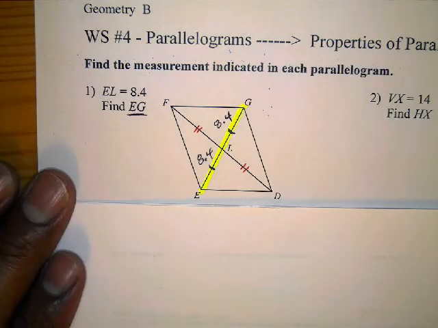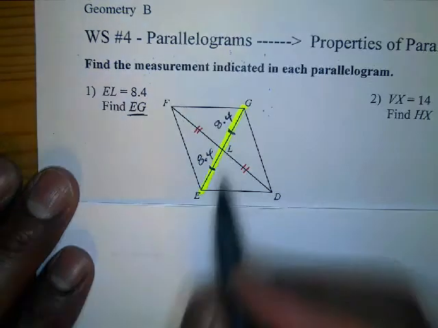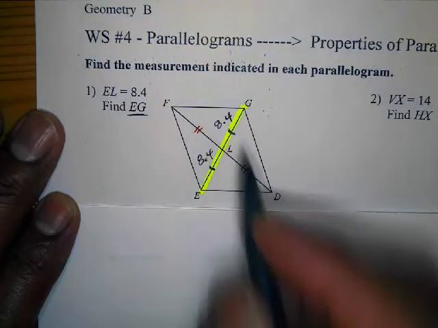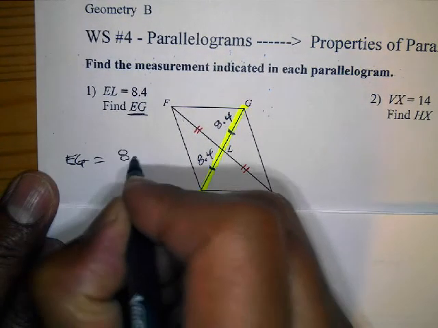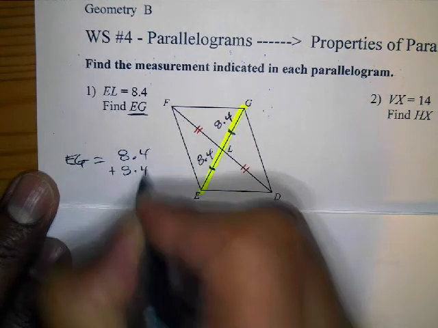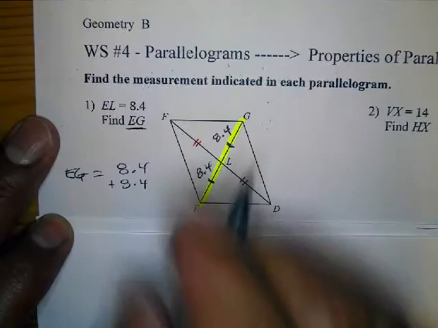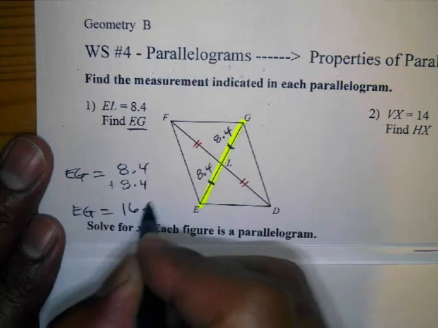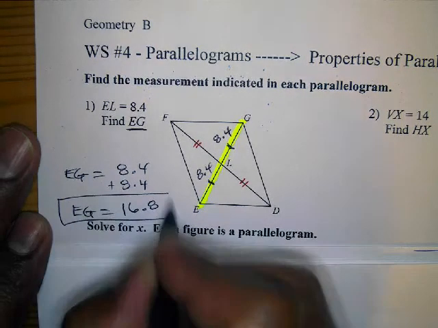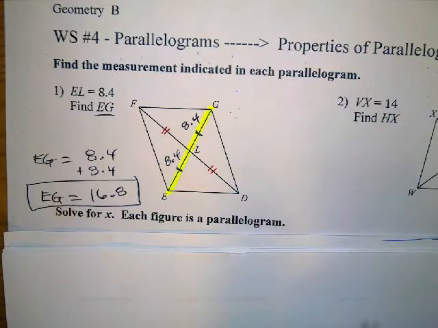Sometimes if they give you this and they ask you for this, okay, that's easy, but they're asking for the whole thing. So EG would be what? EG would be 8.4 plus another 8.4. EG is equal to 8.4 plus another 8.4. That's going to be 16.8.